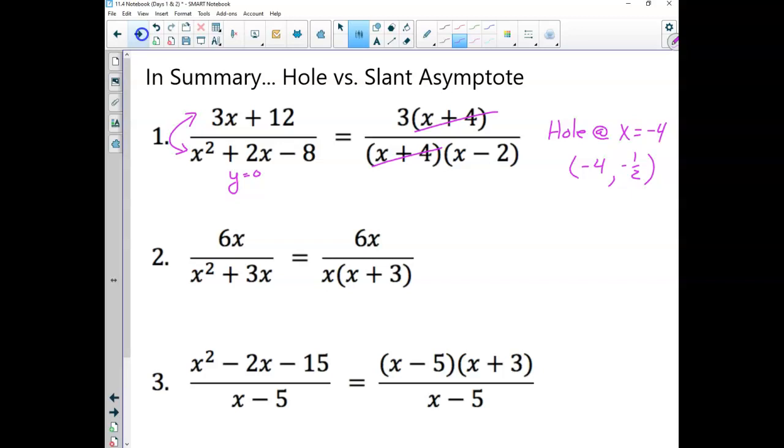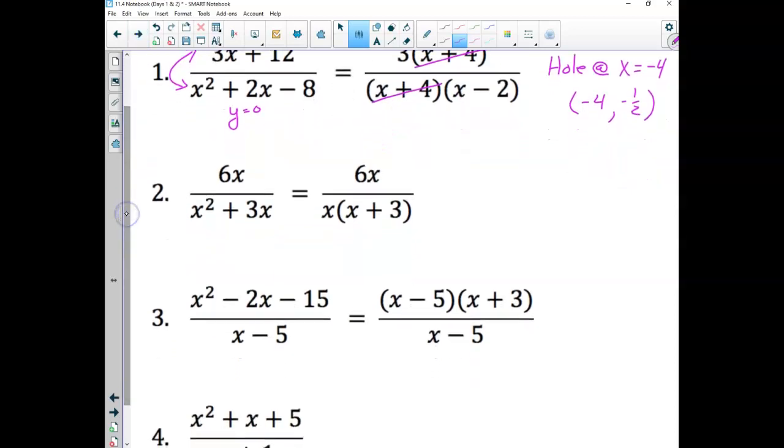Number 2, well, right out of the blocks, I can see this is not going to have a slant asymptote because the top is smaller than the bottom, so it's going to have a horizontal the same way this one does. But when I factored the bottom, notice those x's reduced, so I will have a hole at x equals 0. And to see the hole, we write our reduced fraction, and then we plug our x value into our reduced fraction to get 6 over 3, or my hole being at 2.